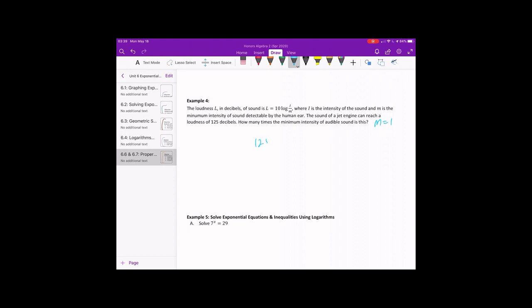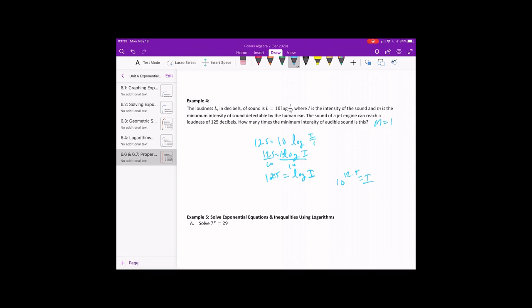Right, so we're going to get 125 is equal to 10 log of I over M, but remember we said the M is 1. So we get 125 is equal to 10 log of I. We can divide both sides by the 10. And so we get 12.5 is equal to log of I. Now remember, these are in base 10, right? And so dealing with this, 10 to the 12.5 would be equal to I.